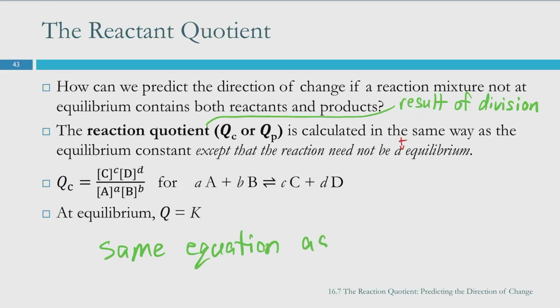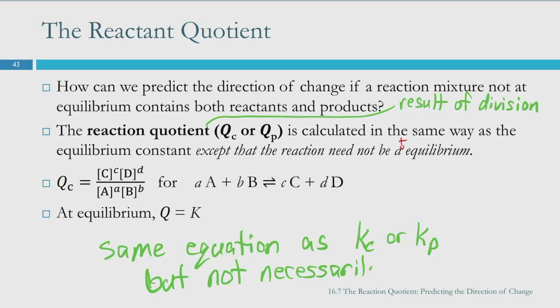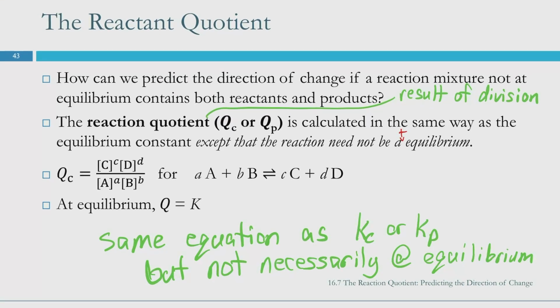So same equation as Kc or Kp, but not necessarily at equilibrium. So this is a way of checking on the status of our equilibrium. If Q and K are the same, then that means we're at equilibrium. If Q is larger than K, that means something. If Q is smaller than K, that means something else.